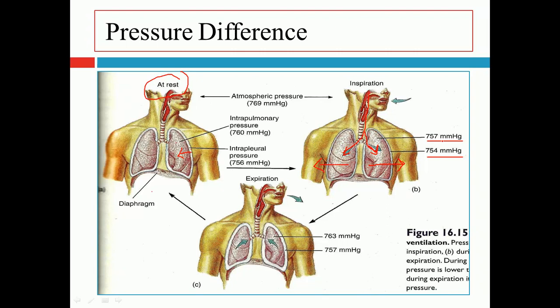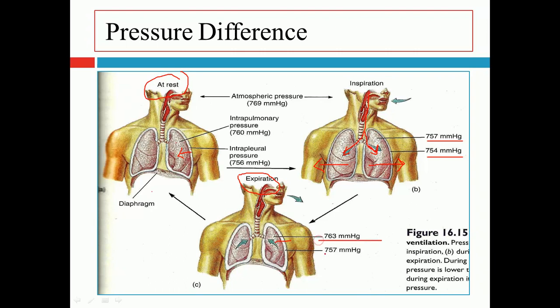This will cause expansion. Simple. Why both of these became negative? Simply because the air moved, the oxygen or the air moved from the lungs into the blood. Then during expiration, this pressure becomes greater.